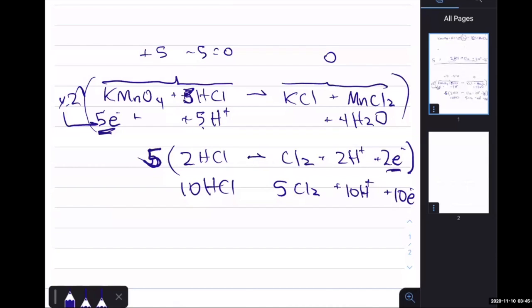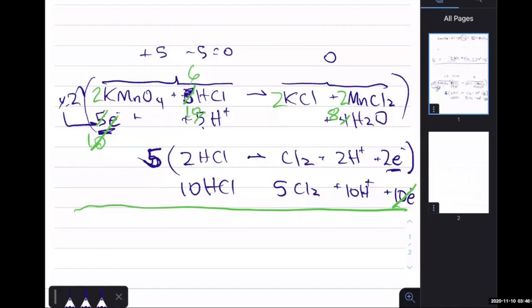Let me change colors here. 10 electrons here. I got 2 here. I got 6 here. And I got 10 here. I've got 2 here. I got 2 here. And I got 8 here. Now the electrons can cancel. The ultimate last step is the electrons need to cancel. Otherwise, your equation will never be balanced. In the end, you need to make sure that the electrons cancel.